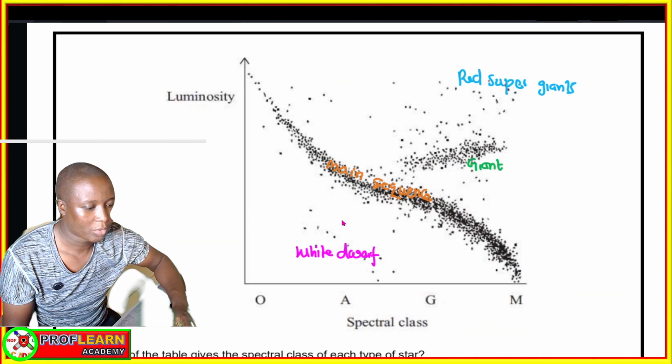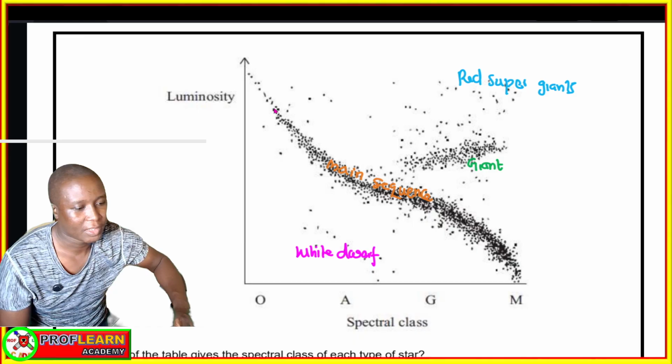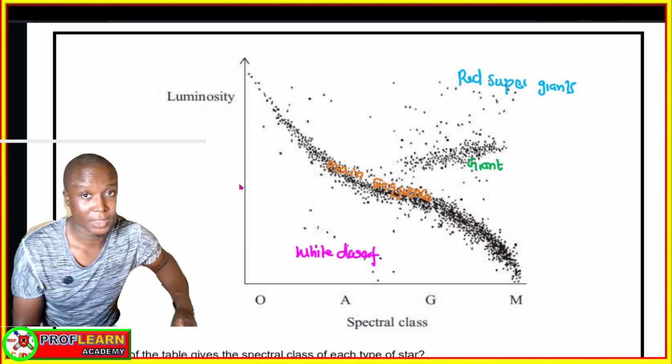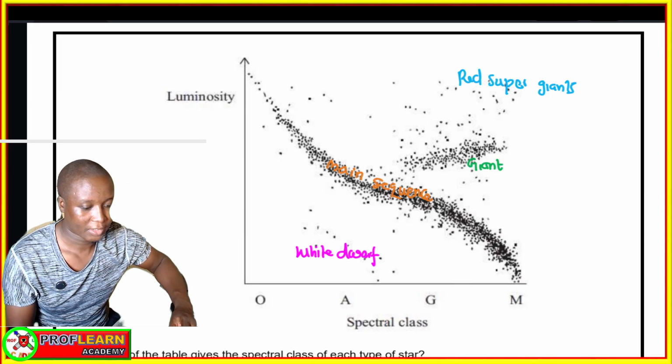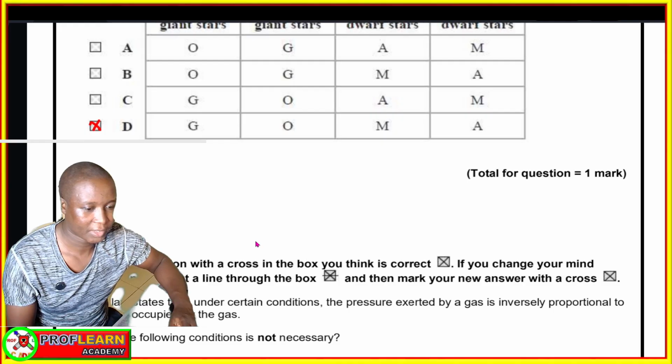So we know towards this region here is hot, and toward the up, this part here, we have cool stars, and brightness increases as you're moving up, because when there is high luminosity, it means that it's more bright. So the answer for this particular arrangement was supposed to be D. In that case, D is the correct answer there.